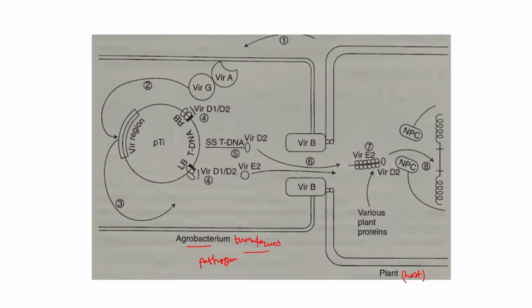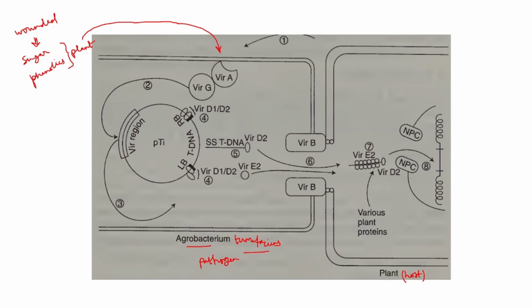In general, this pathogen infects the host. So this is the basic mechanism. What happens when a plant cell is wounded? It releases certain chemicals, called sugars and phenolics. These compounds are released from the wounded portion. These two compounds act as the inducer, and they induce a series of downstream events.